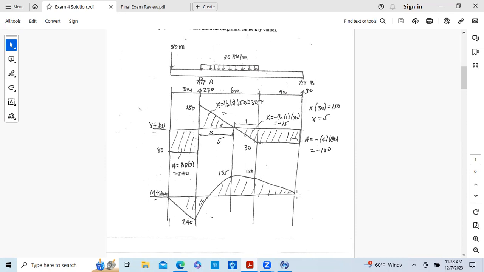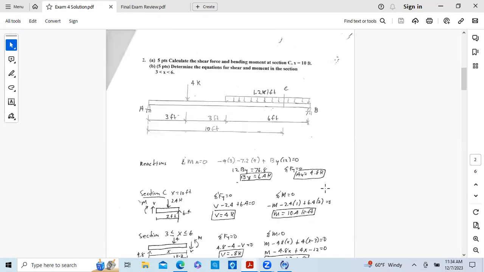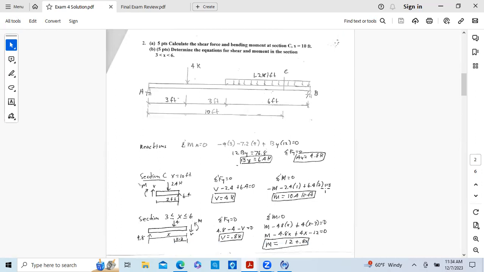I know I've done this problem correctly. I started at 0, I ended at 0, and I know this is correct up here. Reactions were correct. We were 0, 0 in shear, 0 here, 0 here. Hatched it in. That's the first problem.